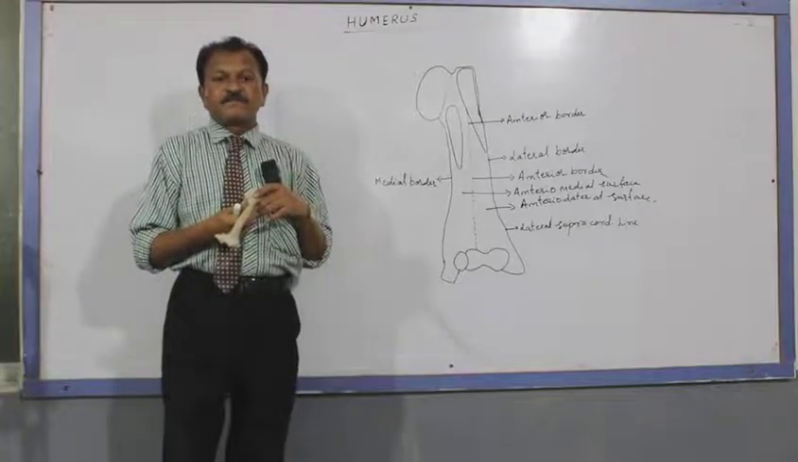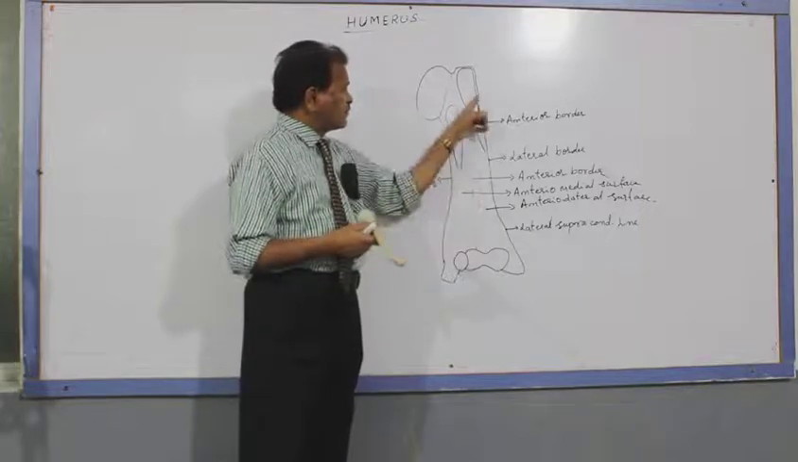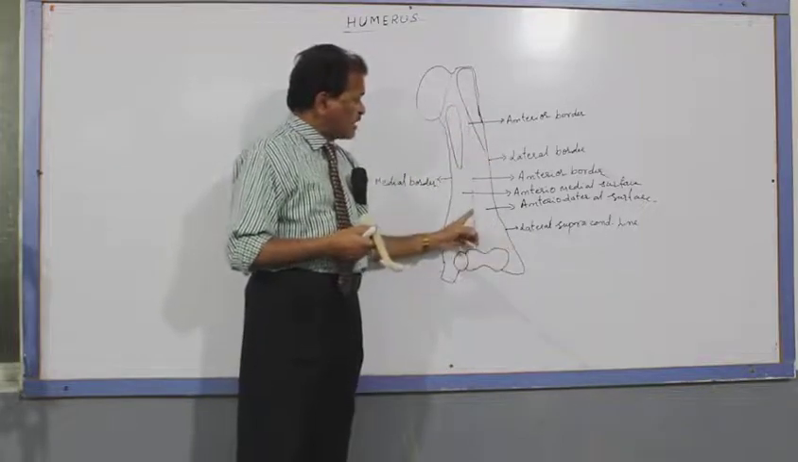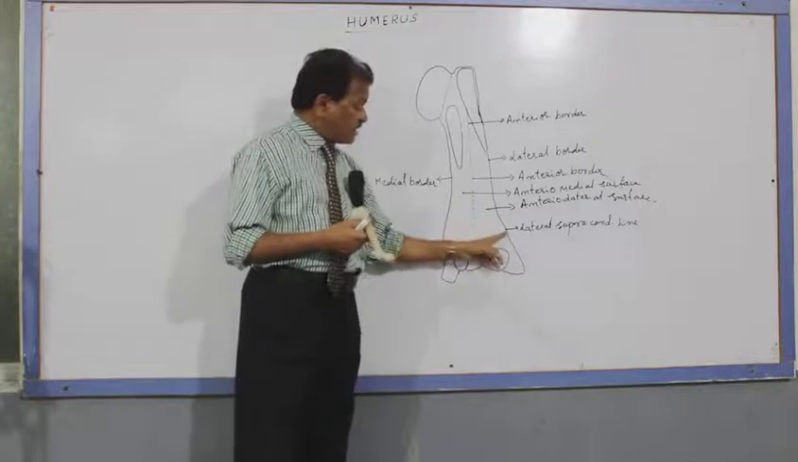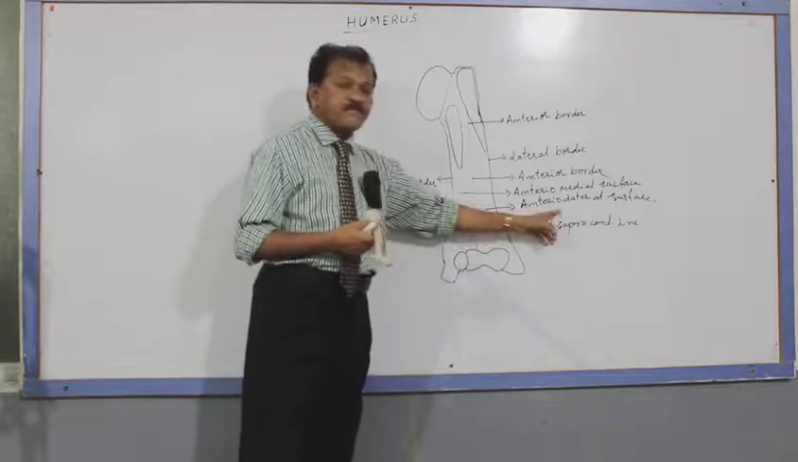Lateral surface. The lateral surface is present. This is the anterior border. This one is the lateral border. In between the anterior border and the lateral border, there is the anterolateral surface.